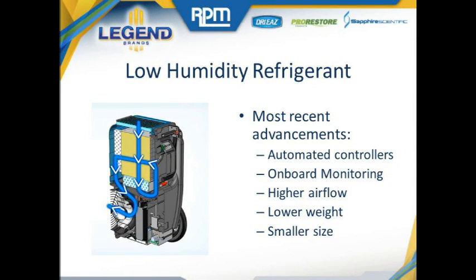Additional advancements have occurred over recent years, further improving low humidity refrigerant dehumidifier performance. These advancements include automated controllers that allow the dehumidifier to automatically adjust to changing conditions through the constant and falling drying rate, onboard monitoring to speed the process of environmental monitoring and also increase the accuracy of data obtained, higher airflow for better circulation throughout the drying project, lower weight to ensure easier transport, and a smaller size.